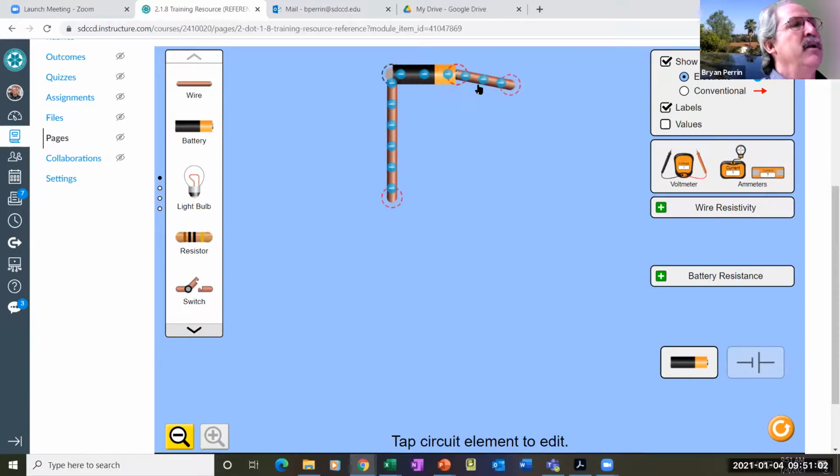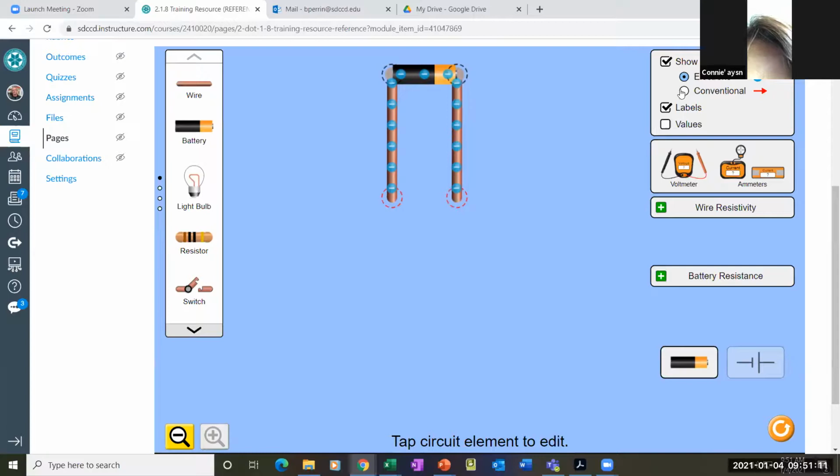And let's give it another conductor. Okay. So right now, this is an open circuit. Are we good with that? Mm-hmm. And I can tell there's no current flow. I'm going to go to conventional flow. Okay, so I have an open circuit.